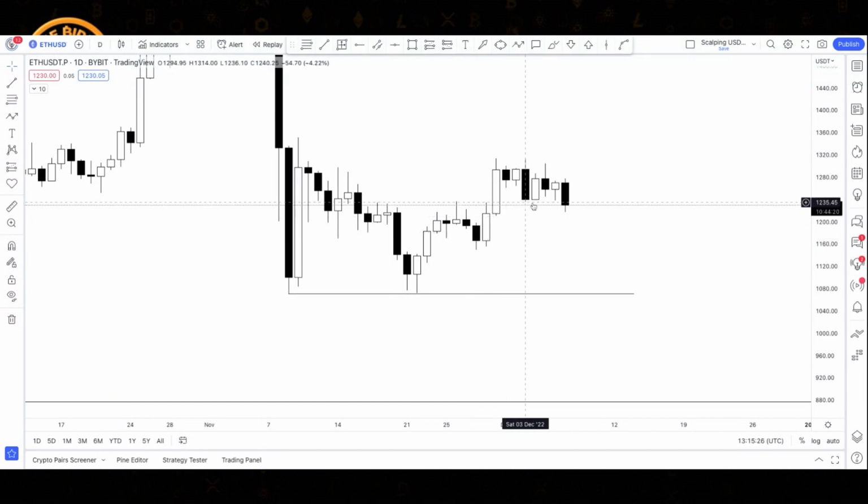And obviously, since we've had this break here, price has really come up. It's taken these highs here. We clearly got a lot of liquidity set up here.